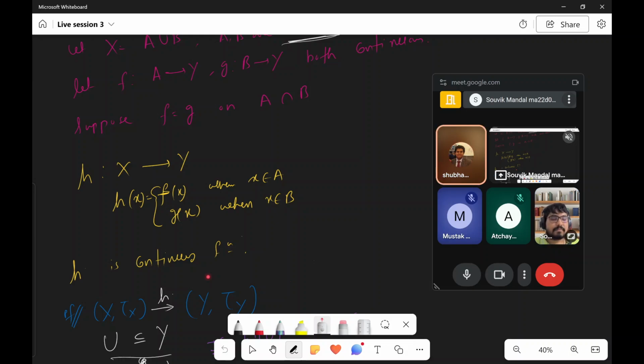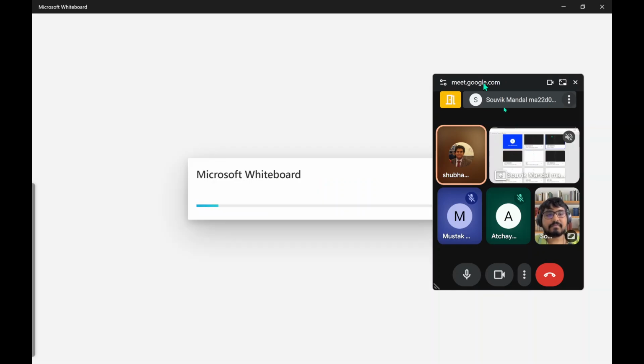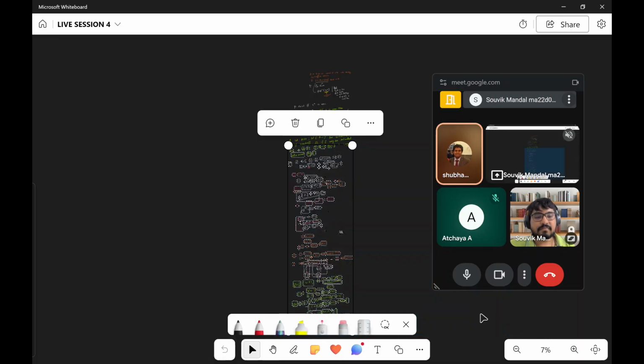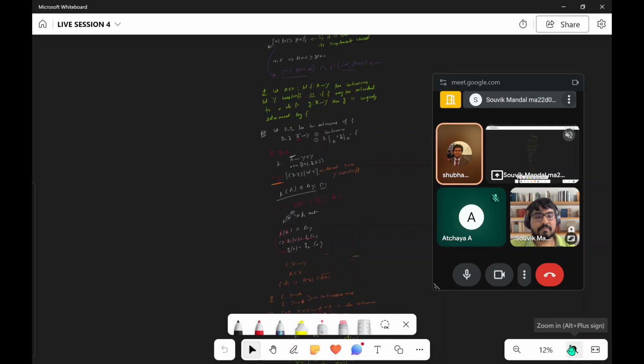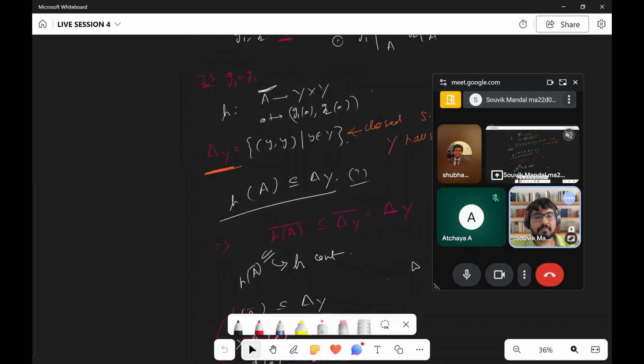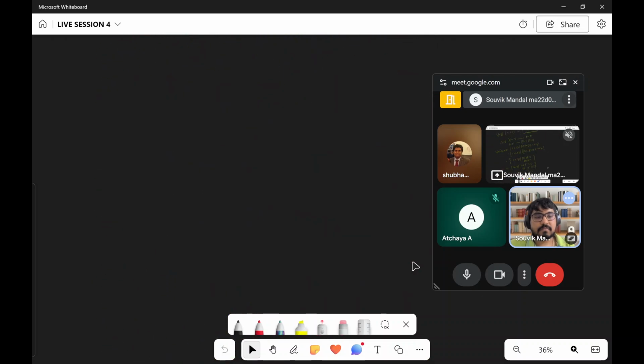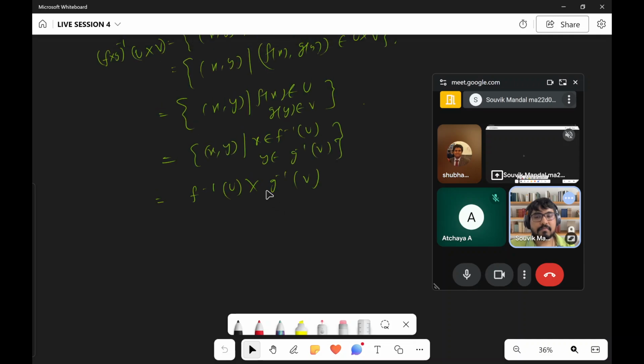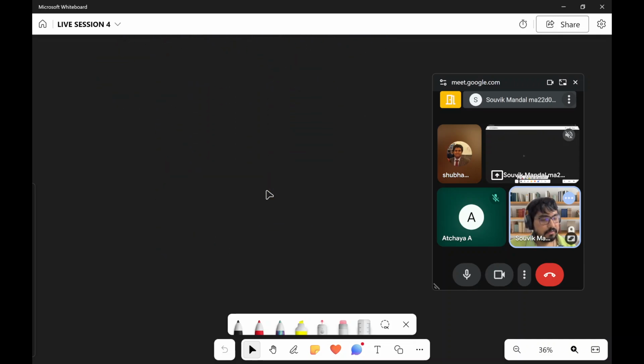I want to ask, on what type of problem is this gluing lemma so important? Yes, so there is one exercise. Let me write it down.